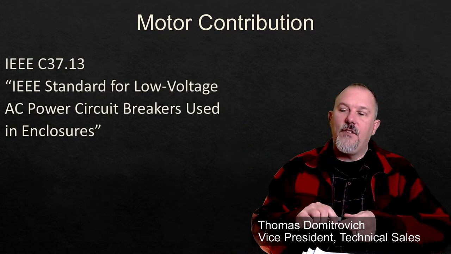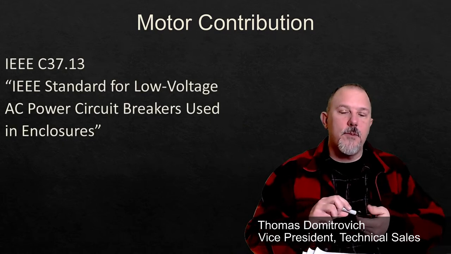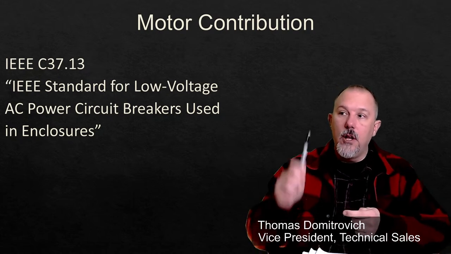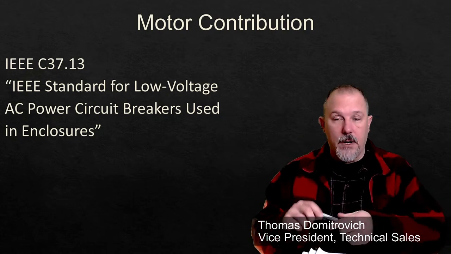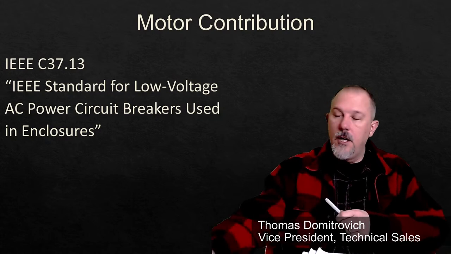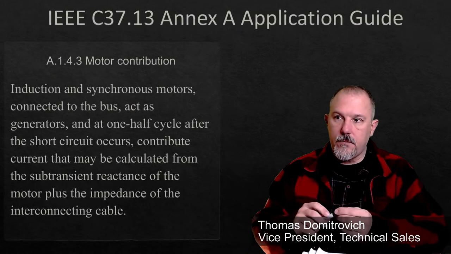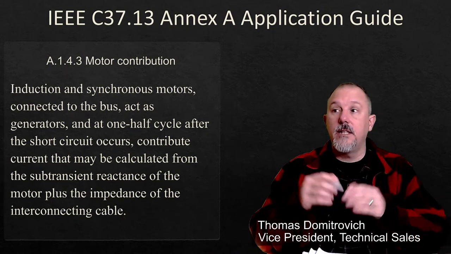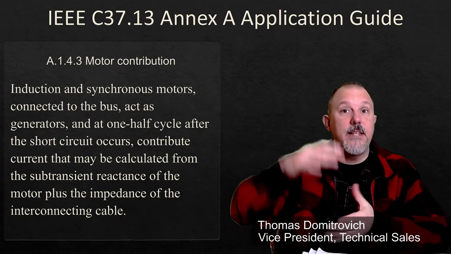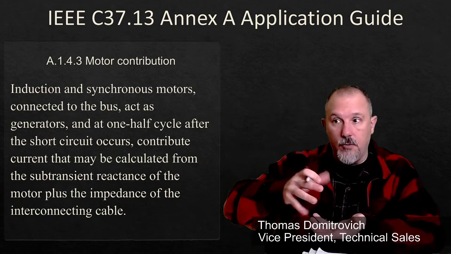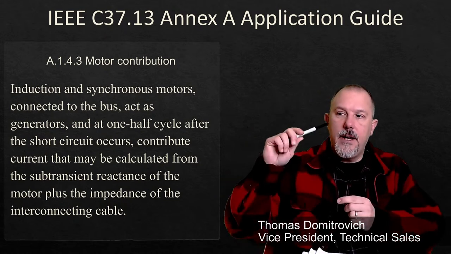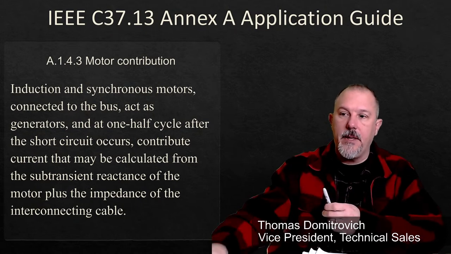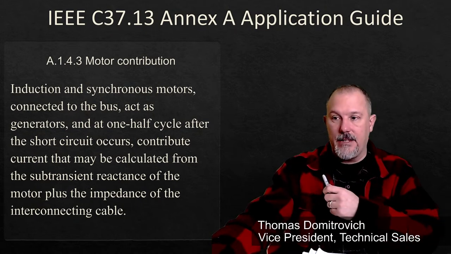Now, if you look at IEEE standard C37.13, and this is for low voltage AC power circuit breakers used in enclosures, what they'll tell you is that induction and synchronous motors connected to the bus act as generators. Obviously, I just said that. The field collapses. You're still rotating. At 1/2 cycle after the short circuit occurs, they contribute current that may be calculated from the subtransient reactance.